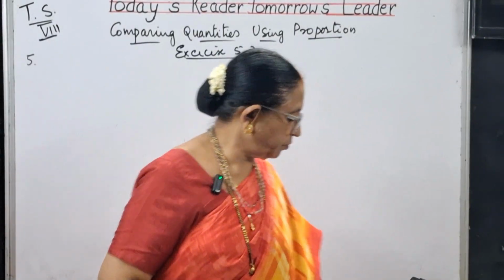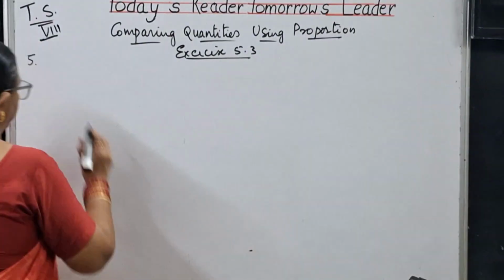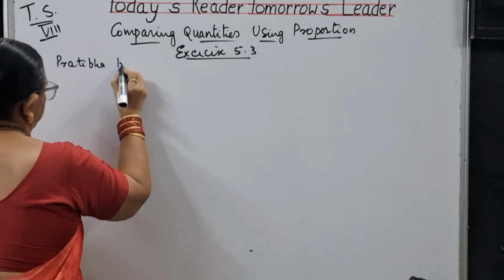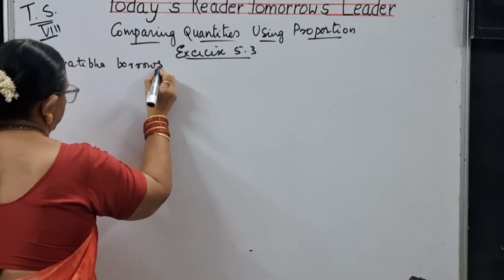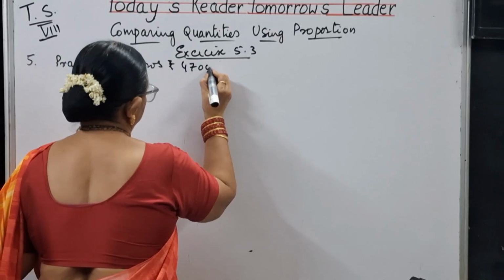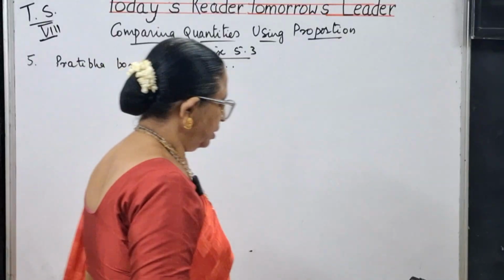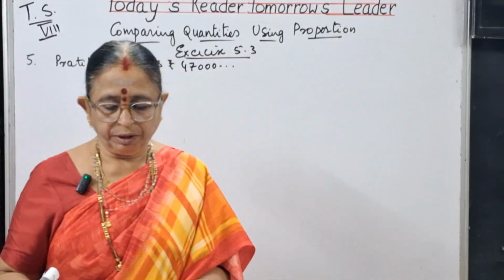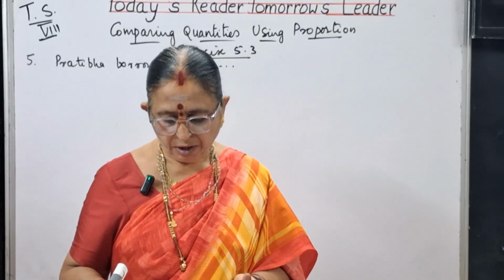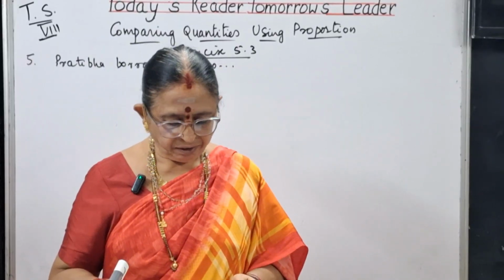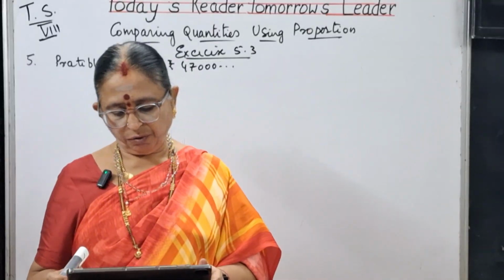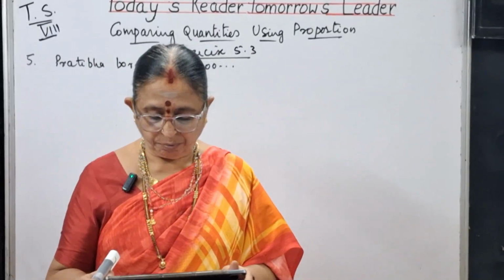Next problem, children. Fifth problem. Pratibha borrows rupees 47,000. It goes on like this. Let me read the sum. Pratibha borrows 47,000 from a finance company to buy her first car. The rate of simple interest is 17% and she borrows money over 5 years period.